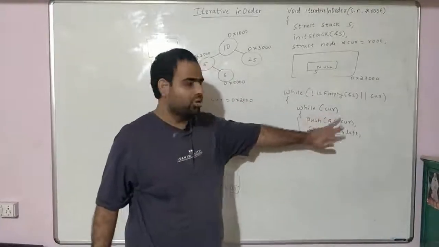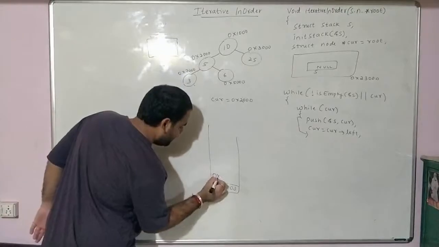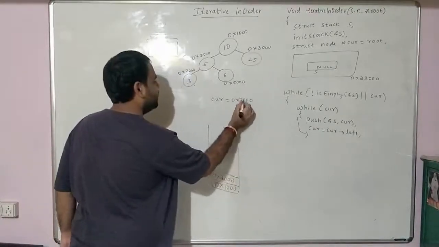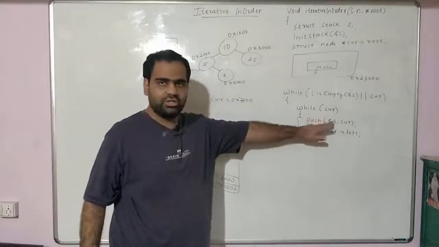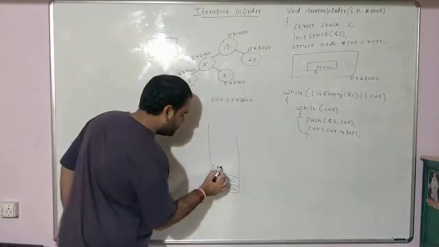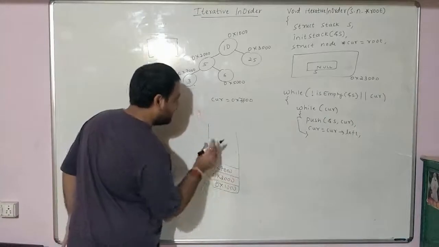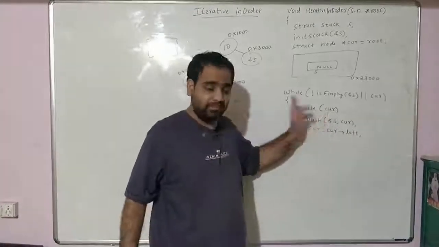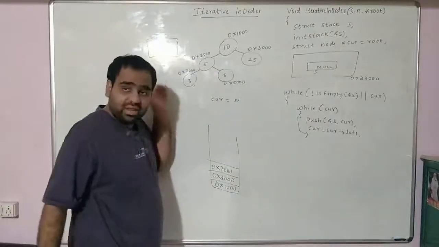While current is true, push 2000 onto the stack, and again you say current equal current arrow left. Now current arrow left will become 7000. Go back. 7000 is true. Push 7000 onto the stack, and you say current equal current arrow left. What is 7000 arrow left? It is null. Go back. It is null. Now whenever it is null, we have reached the leftmost child.